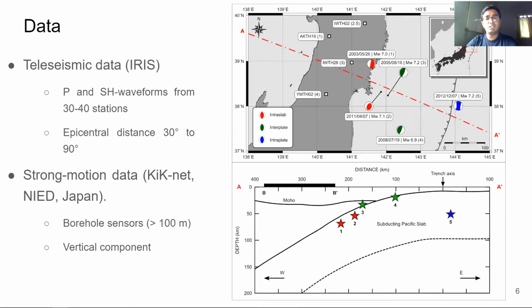Here, we analyze 5 earthquakes from the Japan Trench, 2 intraslab, 2 interplate, and 1 intraplate event. The figures on the right show the event locations in plan and cross-sectional views. Our analysis is based on 2 datasets: teleseismic data from IRIS, that is the Incorporated Research Institutions for Seismology, and strong motion data from the KiK-net seismograph network of NIED Japan, that is the National Research Institute for Earth Science and Disaster Resilience. KiK-net has borehole sensors at depths of more than 100 meters, and we use the vertical component waveforms from these borehole sensors.